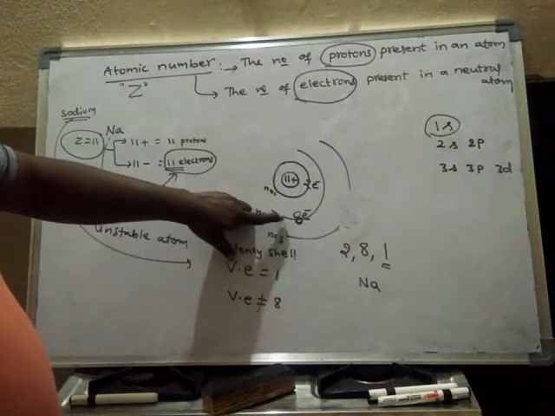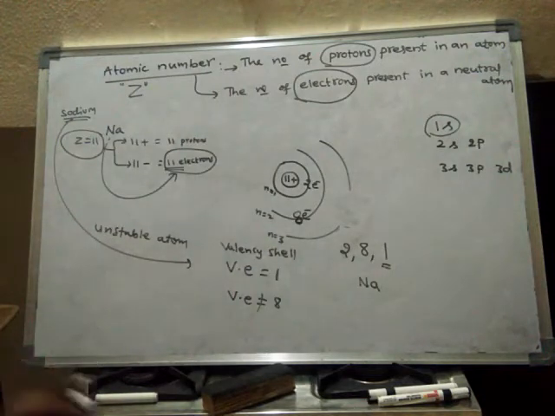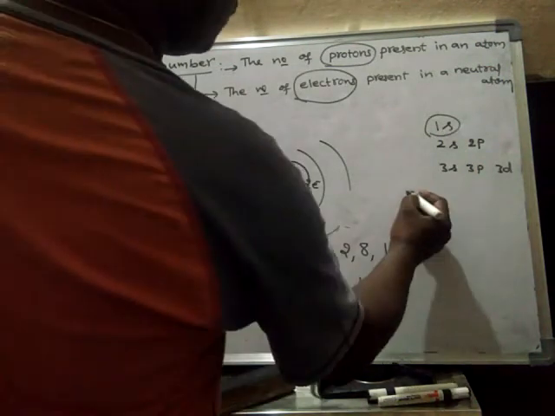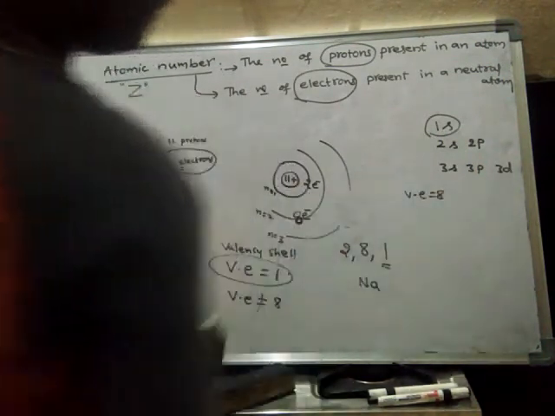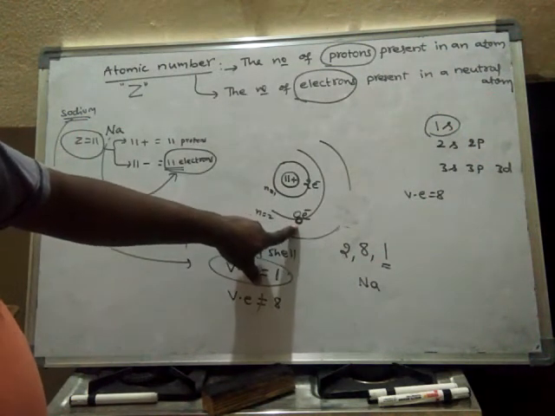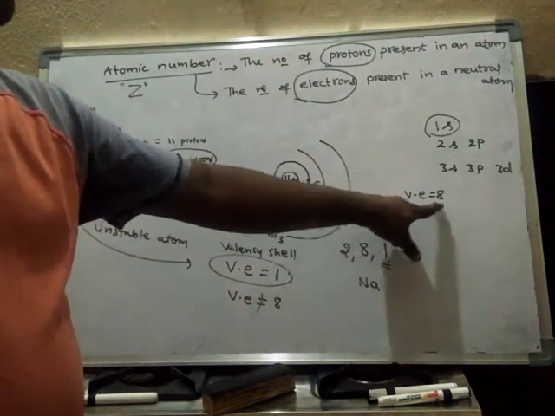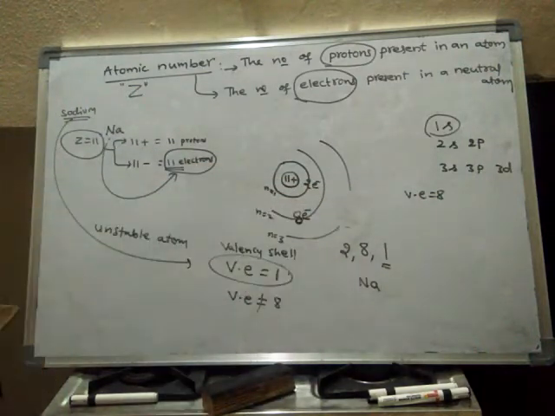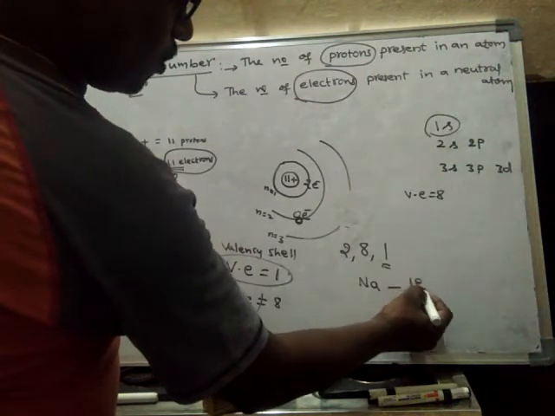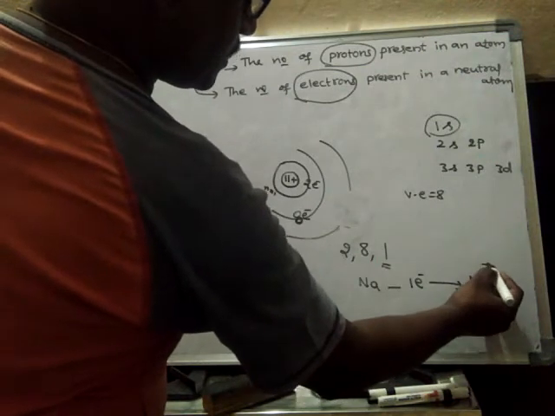Now the valency orbit contains how many electrons? 8 electrons. Before that, valence electrons were only 1. Now valence electrons have become 8. As valence electrons have become 8 after losing 1 electron, sodium will become stable. That means the sodium atom loses 1 electron to form Na plus.